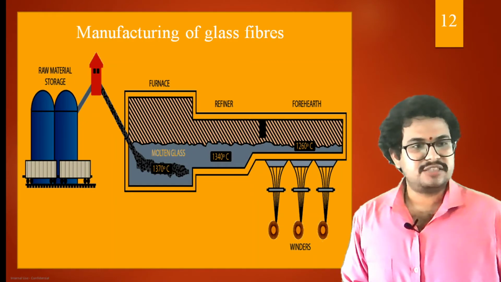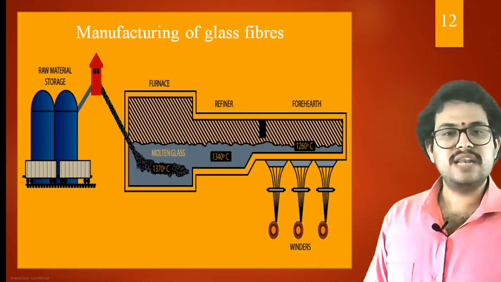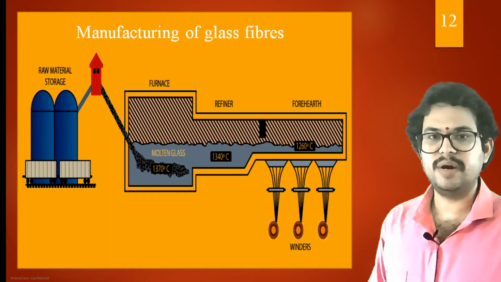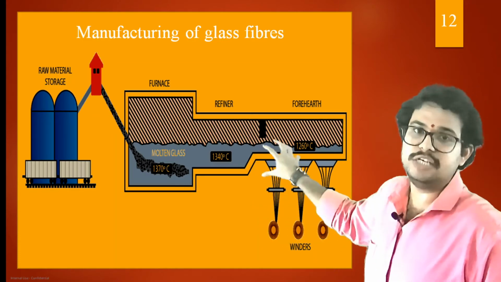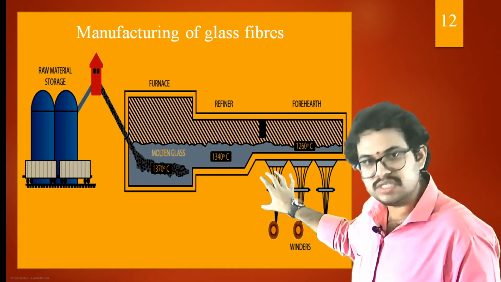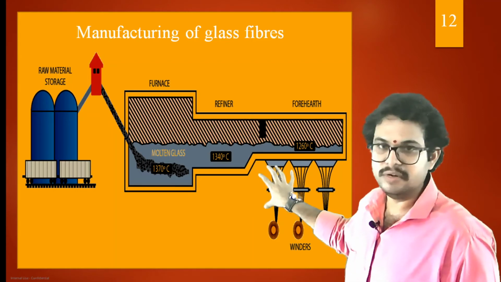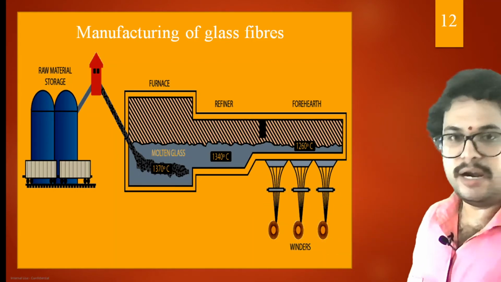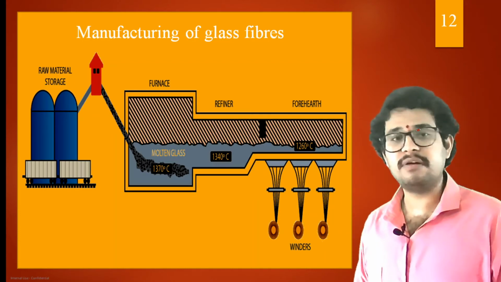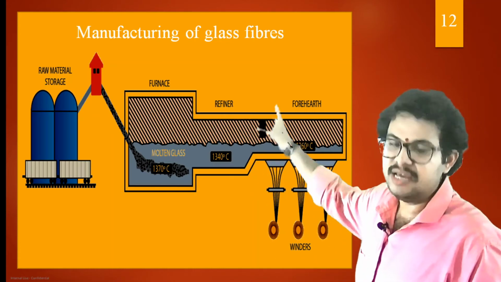What is this manufacturing of glass fibers? How do we manufacture a glass fiber? There are multiple procedures for preparing glass fibers, but in this diagrammatic representation you will clearly observe the most important and most widely used manufacturing process. Here you can observe that there are two storage tanks, which are our raw material storage tanks, and from those we will be collecting glass material.